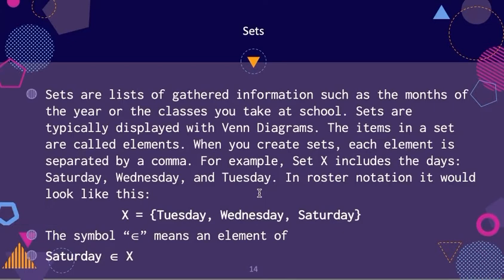Sets. Sets are lists of gathered information such as the months of the year or the classes you take at school. Sets are typically displayed with Venn diagrams. The items in a set are called elements. When you create sets, each element is separated by a comma.